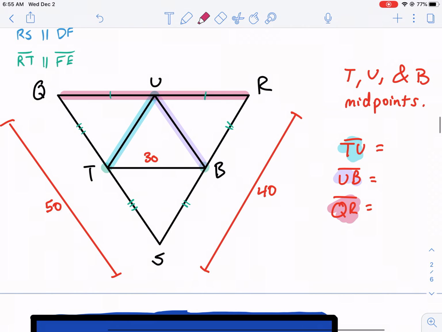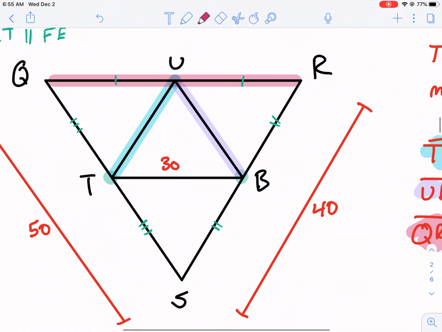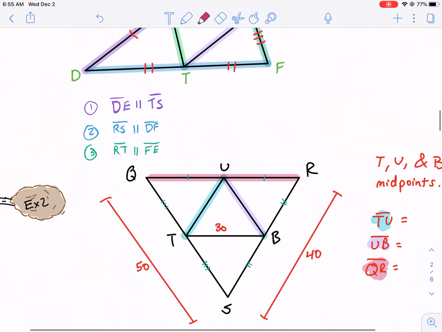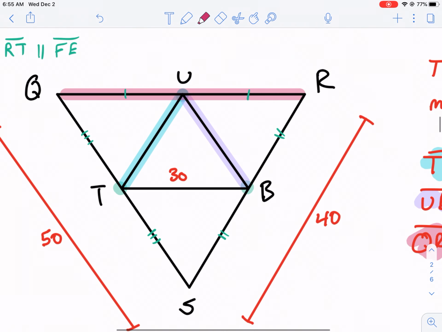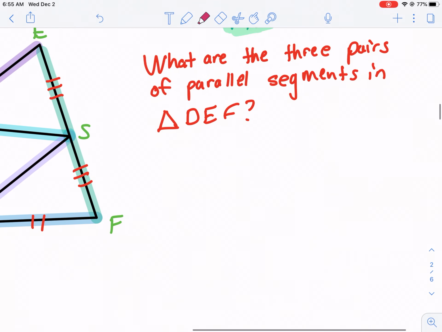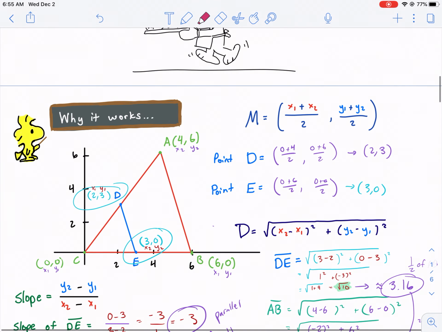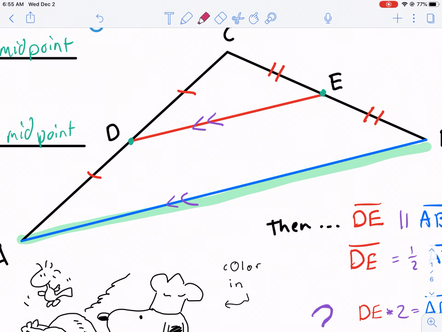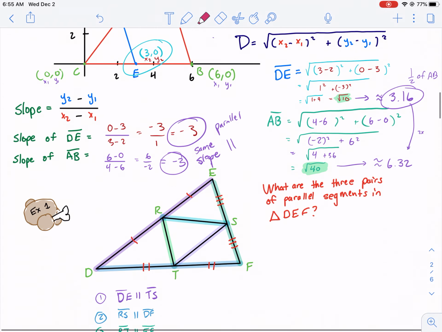Okay, so segment TU. How do we go about identifying how long TU is? Well, the first thing we have to do, since these are all midpoints, we know we have some parallel segments, just how we did in the example above, okay? So what is TU parallel to? Remember, in part 1, we said that if the segments are parallel, then the mid-segment is half the length of the bottom side of that triangle, okay?